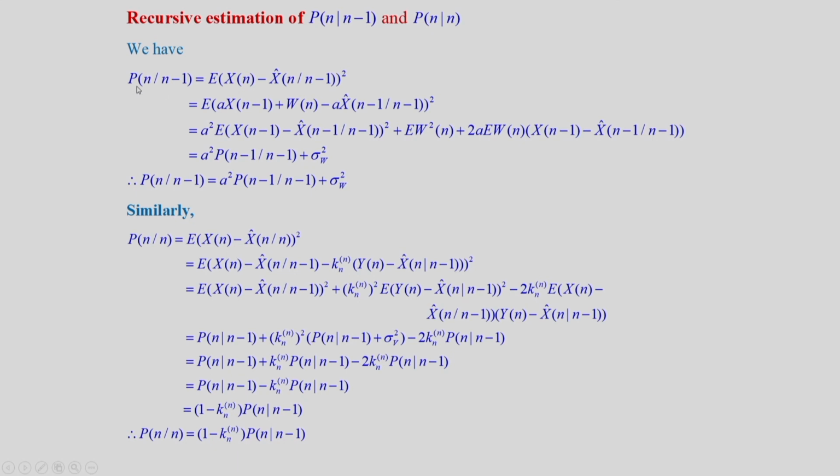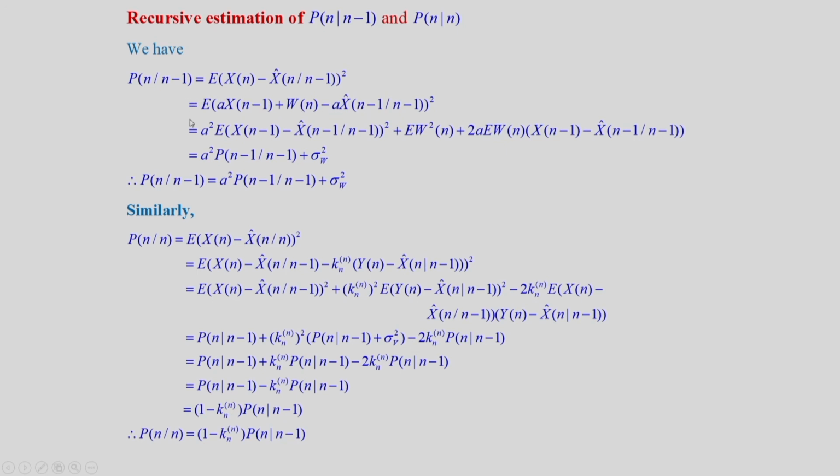Let us find the mean square prediction error p of n given n minus 1, that is equal to E of x n minus x hat n given n minus 1 whole square. Now, according to the signal model, x n is equal to a x n minus 1 plus w n, and this x hat n given n minus 1 is equal to a times x hat n minus 1 given n minus 1, that is the estimator at n minus 1 multiplied by a.